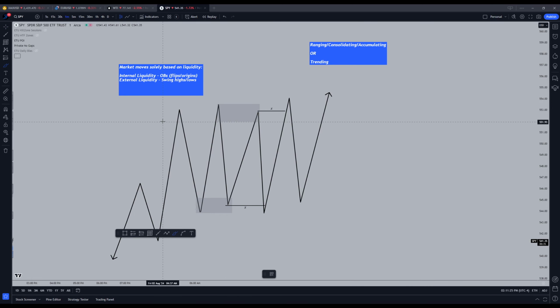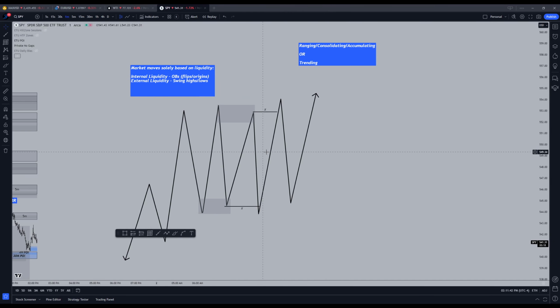So in a ranging market, we could have a combination of internal and external liquidity, meaning in a ranging market, we could go from internal to internal. You also go from external to external. You also go from external to internal, or internal to external. So it is not completely random, right?